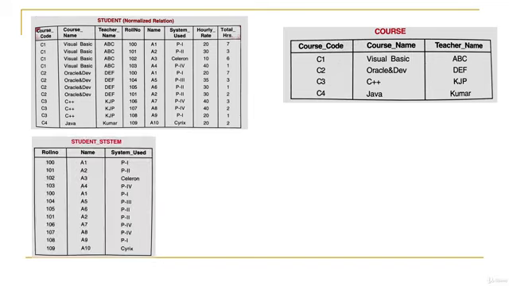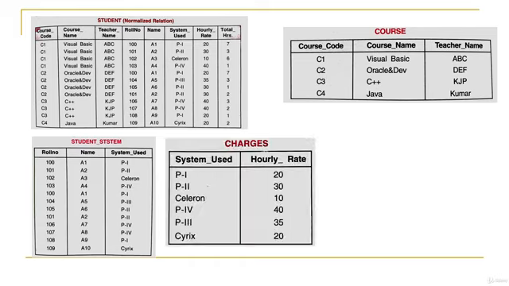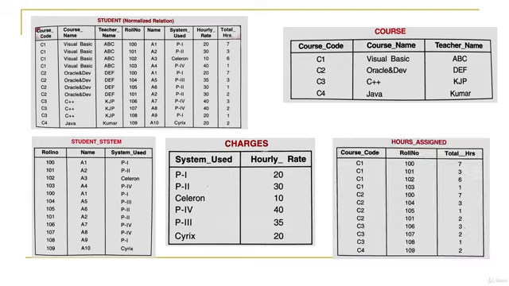We have information of students, where we are naming the table as student system. We have roll number, name and system used, and here roll number is the primary key, while system used is the foreign key, which will refer to the charges table. And in the charges table, we are storing the information about system used and hourly rate. And we have another table called hours assigned, where we are storing course code, roll number and total hours. So we are decomposing this larger table into four small tables to solve the problem of insert, update and delete.